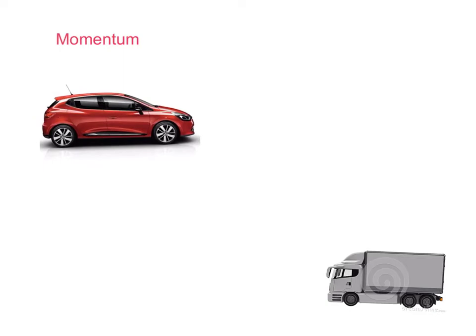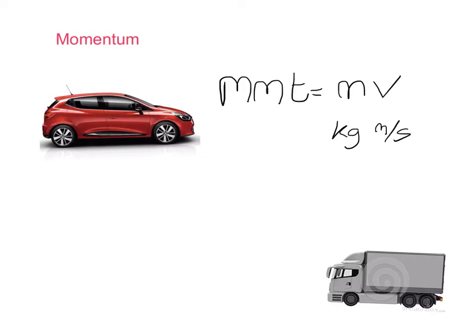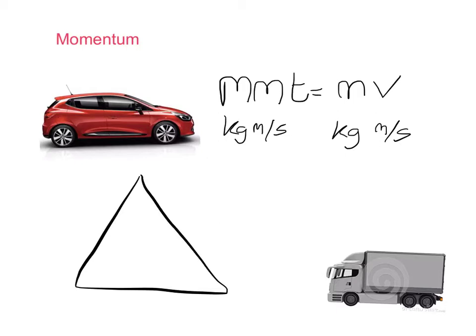So a nice easy equation, this one. The momentum, and I just write it as mmt, is equal to m times v. Now the unit is pretty easy. Mass is measured in kilograms, velocity is measured in meters per second, so the unit for momentum is kilograms meters per second. It goes into a triangle nicely, so we can have mv and the momentum at the top.